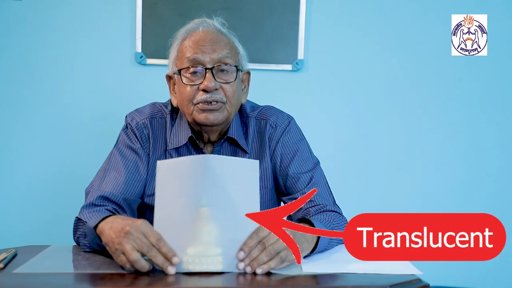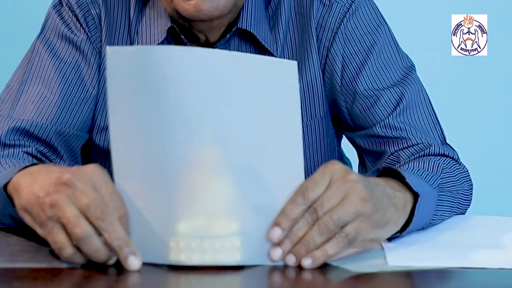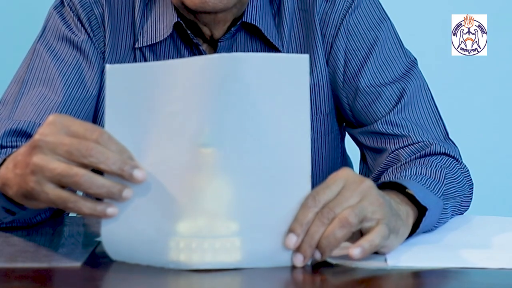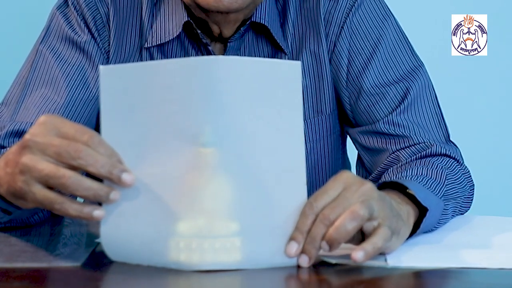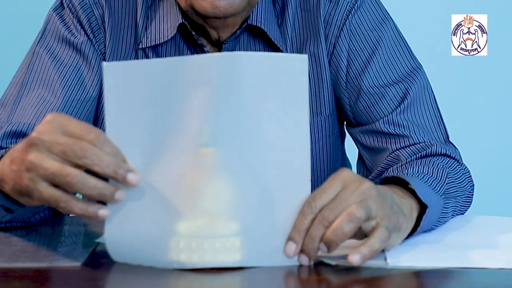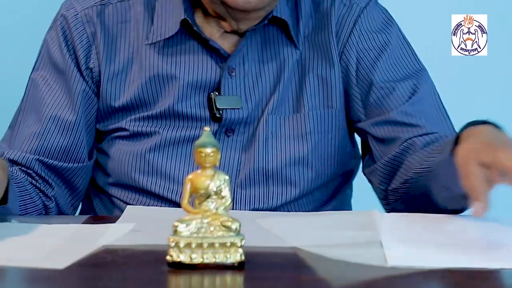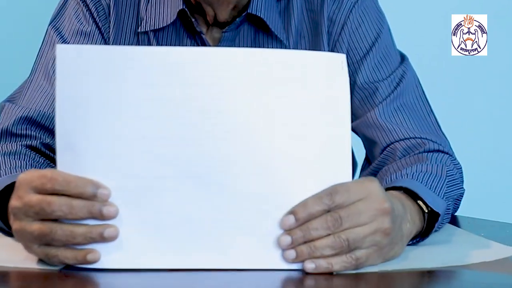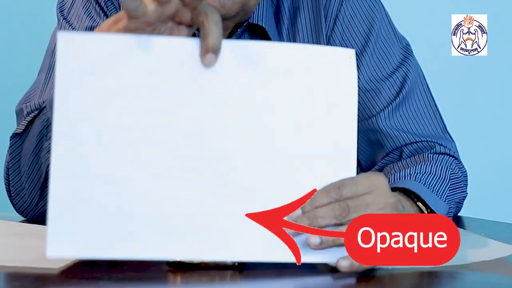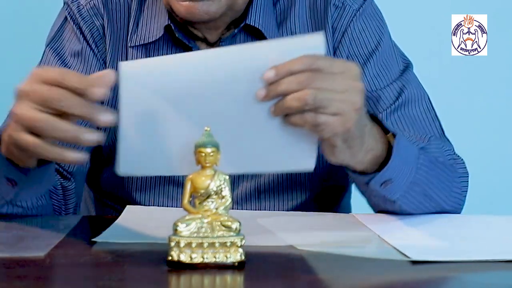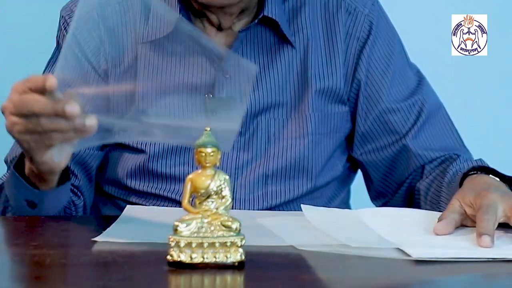That means you cannot see very clearly, but faintly you can see that there is something behind that. Maybe you can imagine that this is a statue of Buddha. That may be possible. But if I take a thick sheet of paper, you cannot see anything. So this is an opaque object, this is translucent, and this is transparent.